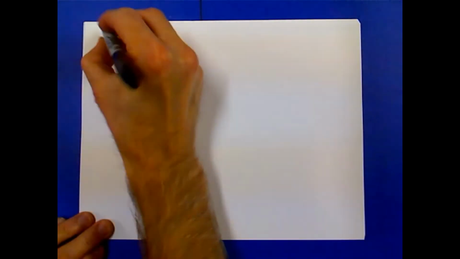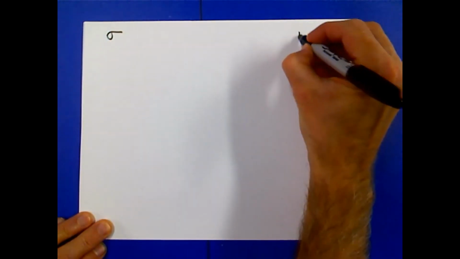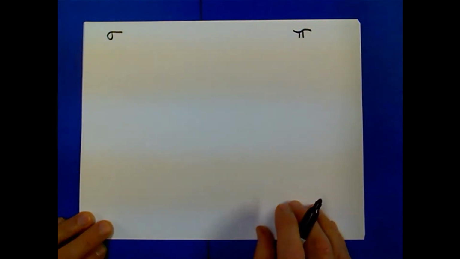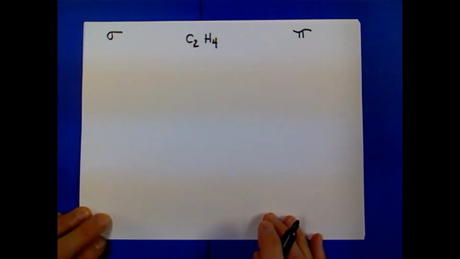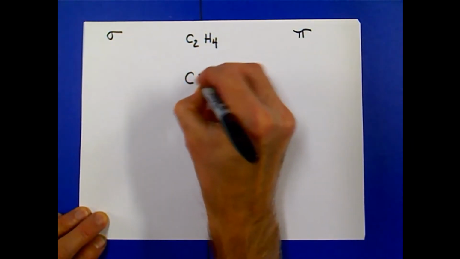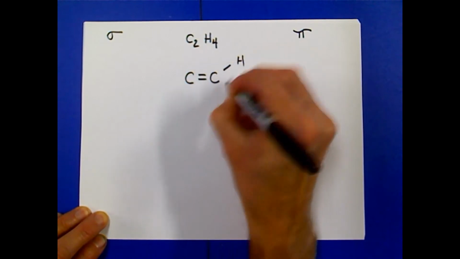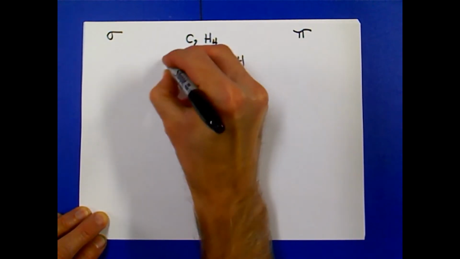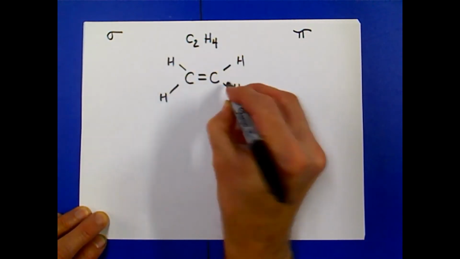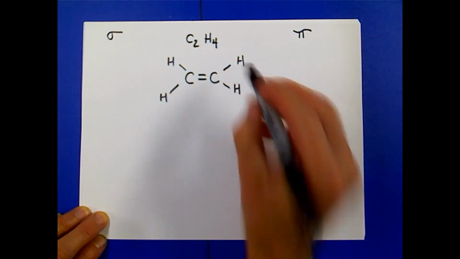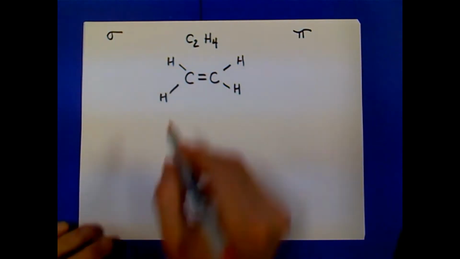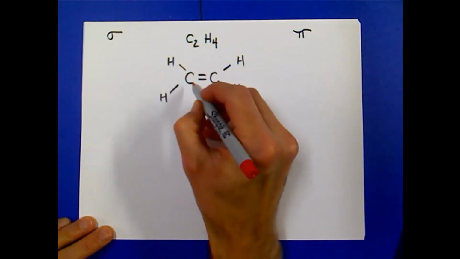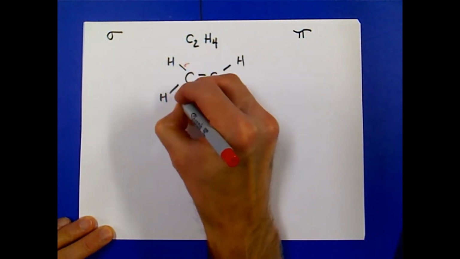Okay, we're going to discuss sigma bonds and pi bonds in a bit more detail, and we're going to use our molecule C2H4, which is also known as ethene, as our model. The Lewis structure for ethene looks like this, where you have two carbon atoms connected by a double bond, and then each carbon has two hydrogens connected to it with a single bond. And it turns out that the single bonds between the carbon and the hydrogen are all sigma bonds.